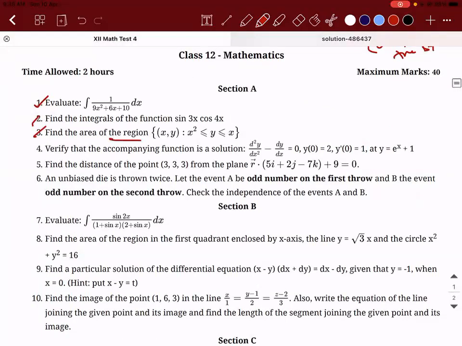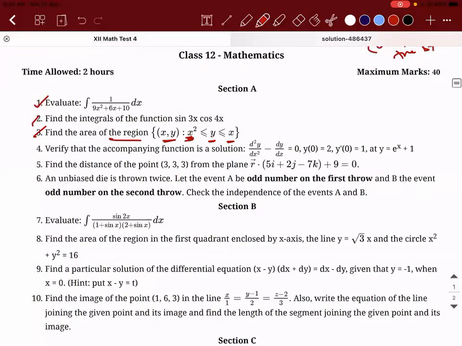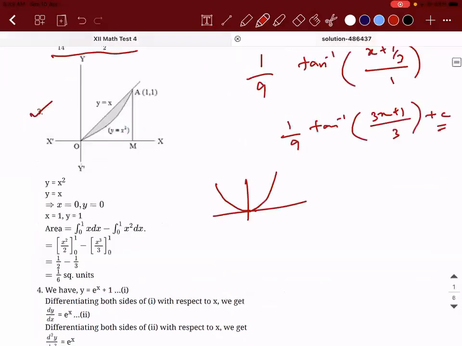Find the area of the region bounded by x and y such that x square is less than or equal to y and y is less than or equal to x. So if you see this problem, y is equal to x square is what actually? y is equal to x square is an upward parabola. Okay. So it is greater than x square and less than x. y is equal to x is a line like this. So between them means this is going to be the region.